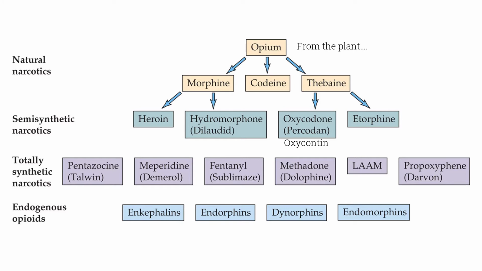We also have totally synthetic narcotics, like fentanyl, which has been in the news lately, which is highly lipid soluble, passes the blood-brain barrier, has a powerful narcotic effect, and it also greatly reduces and depresses respiration. Methadone is another synthetic opioid you've probably heard of that is used to manage opioid withdrawal. And then there are the endogenous opioids that are produced naturally in the brain, such as the endorphins, dynorphins, enkephalins, and endomorphins.